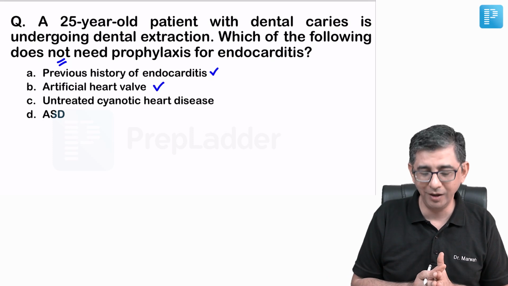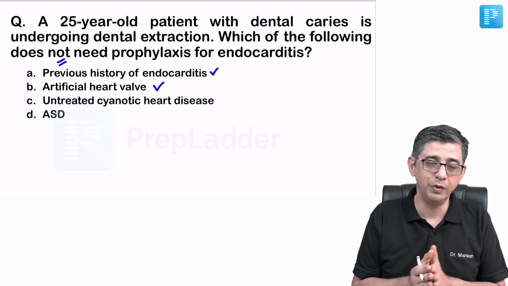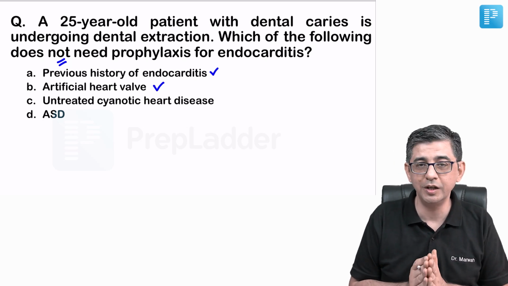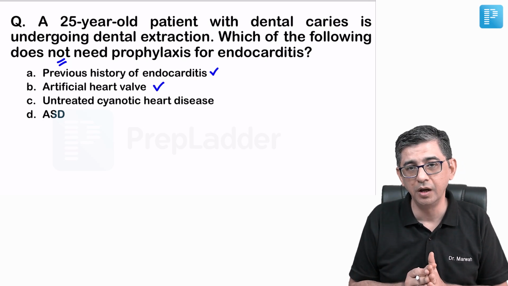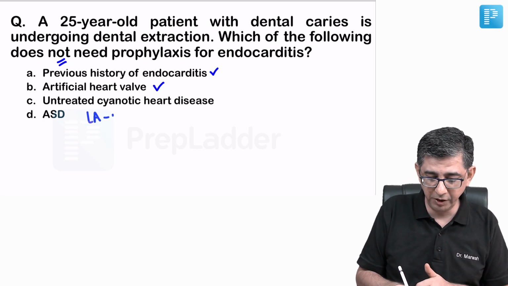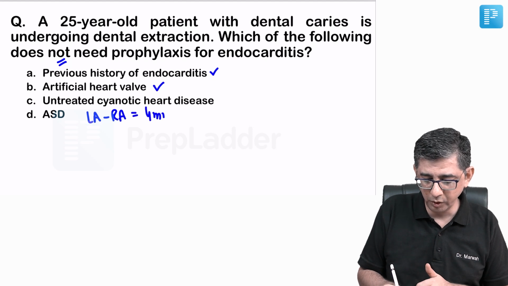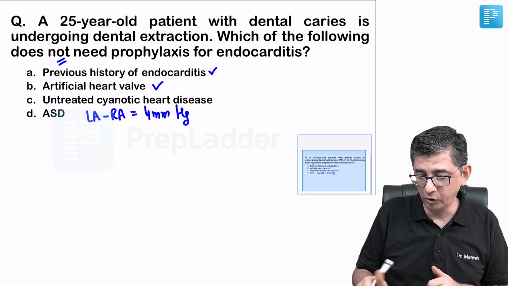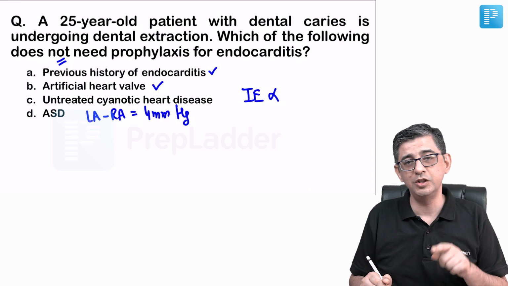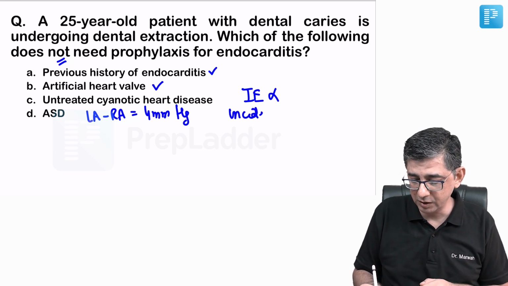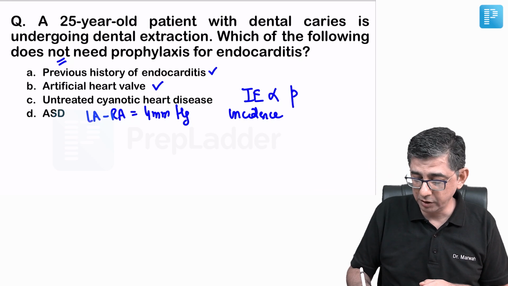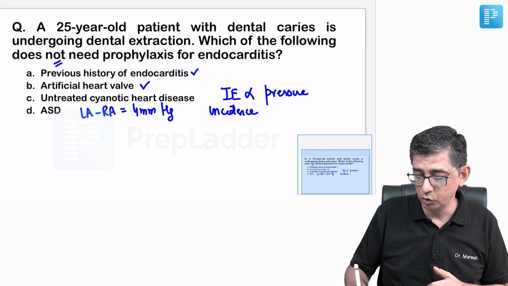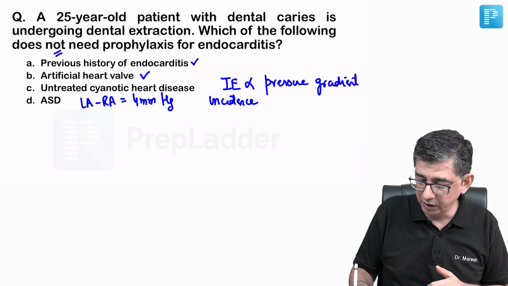Then there was untreated cyanotic heart disease and ASD that are left. Now my point is, one of the very common cyanotic heart diseases is, let me say, tetralogy of Fallot. And tetralogy of Fallot has an ejection systolic murmur. That means it's a high pressure shunt. Whereas in ASD, the pressure difference between the left atria and the right atria is only 4 millimeters of mercury, which means that it is a low pressure shunt. The very basic fundamental aspect that I've taught with respect to infective endocarditis is that the chances of development of infective endocarditis in a person is directly proportional to the pressure gradient in the heart. You see conditions like mitral regurgitation, you have a high pressure gradient, so therefore they are more predisposed to development of infective endocarditis.